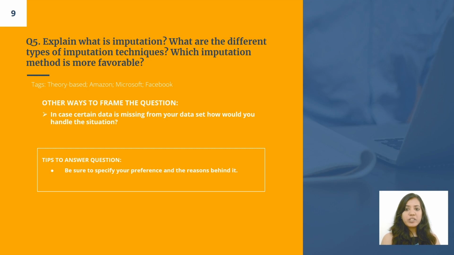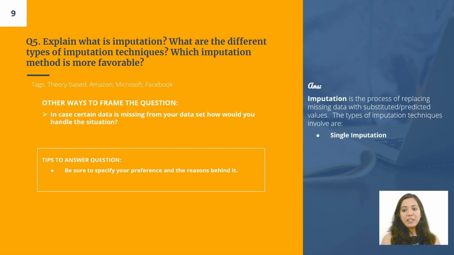Since they have asked which imputation method is more favorable, a tip to keep in mind is that whenever they ask which is more favorable, always stress what your choice is, and if you have used it in the past, why that is your preference. And in case you have certain examples, do share.